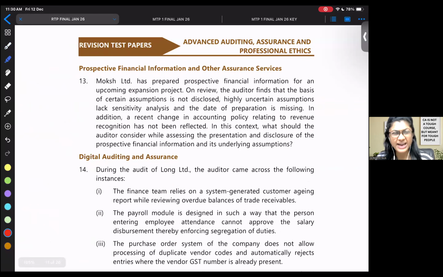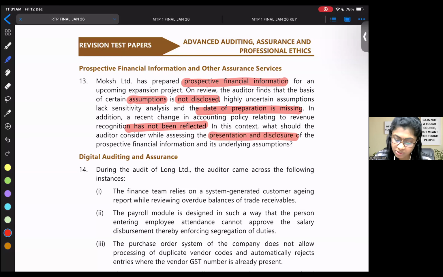Next one is a direct question, so I am not saying the presentation, directly we'll go. Mukesh Limited has prepared prospective financial information for an upcoming expansion project. Prospective financial information, what will come into your mind? On review, the auditor finds that the basis of assumption is not properly disclosed. Highly uncertain assumptions lack sensitivity analysis. Date of preparation is missing. In addition, recent changes in policies have not been reflected. In this context, what should the auditor consider while assessing presentation and disclosure of prospective financial information?